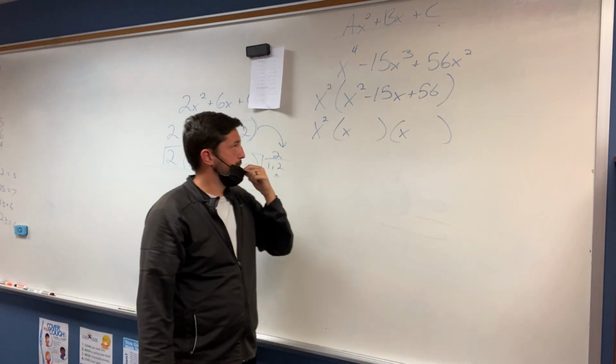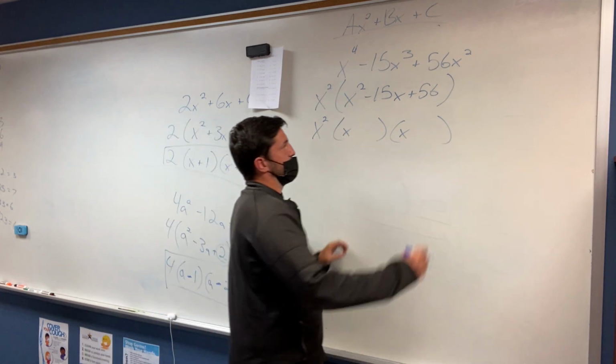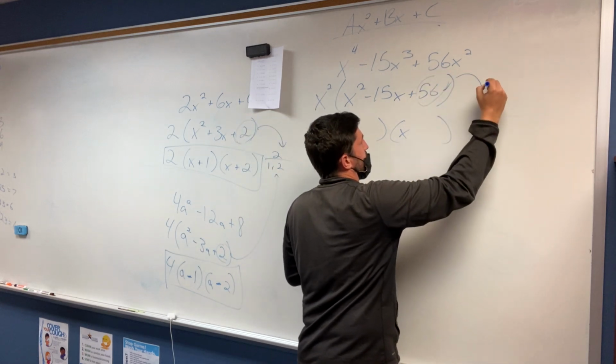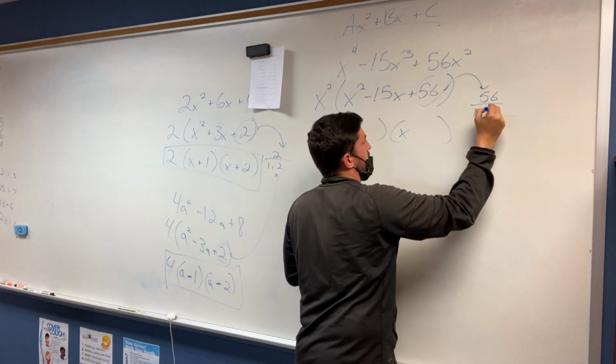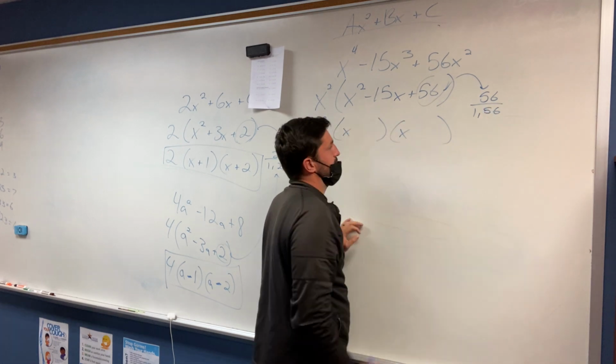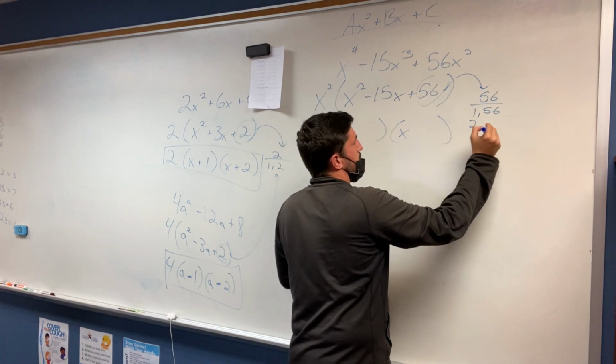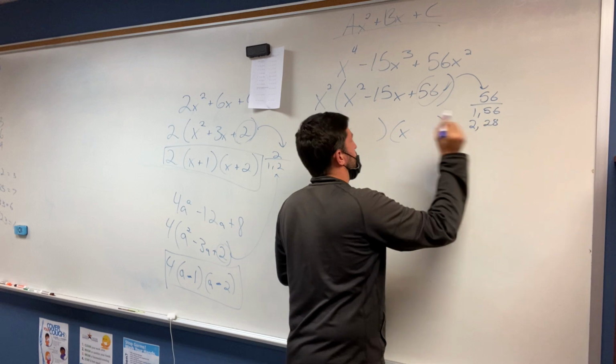Okay, anyway. So I'm doing my factor riddle. I got 56 right here. 1 times 56 does not get me 15. 2 times 28 does not get me 15.